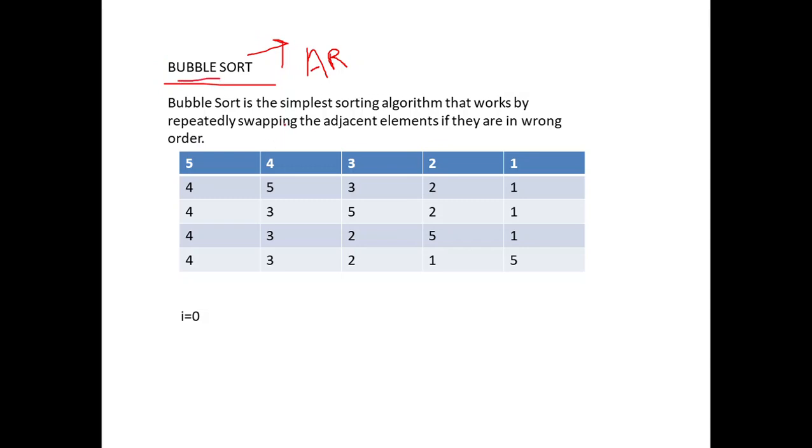Bubble sorting is the simplest sorting algorithm that works by repeatedly swapping the adjacent elements if they are in the wrong order. Let's suppose this is our input and we have to sort it in ascending order. That means our final output should be 1, 2, 3, 4, 5.